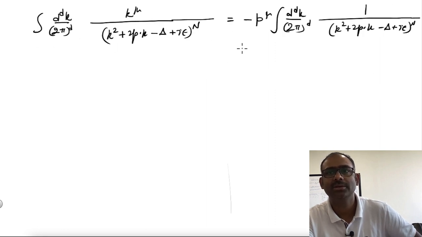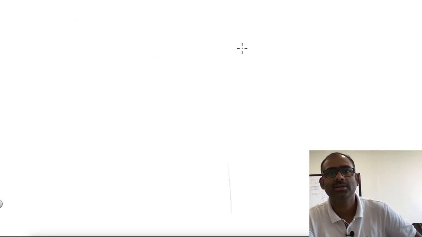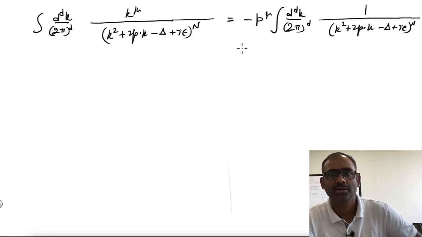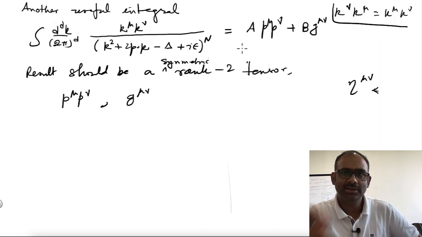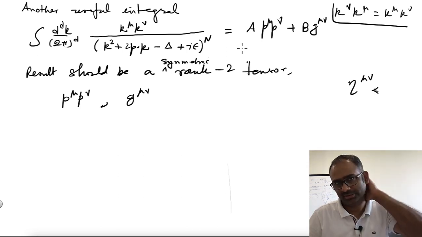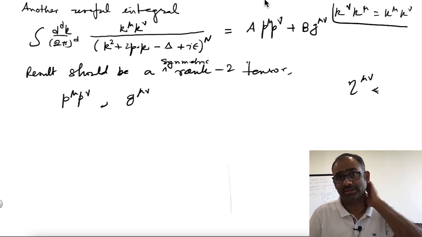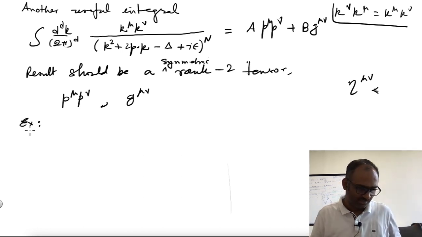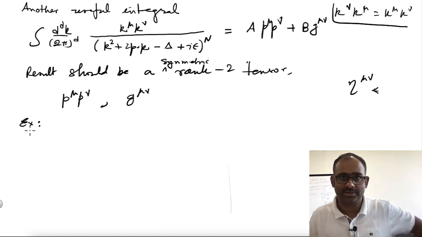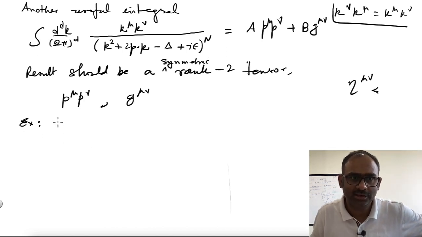What has happened here? Why did I jump to the next page? Anyway, please do this. You know the trick of differentiating, and you can try to figure this out. Instead of giving the answer for this one, I will do a simpler version. Exercise: find A and B.